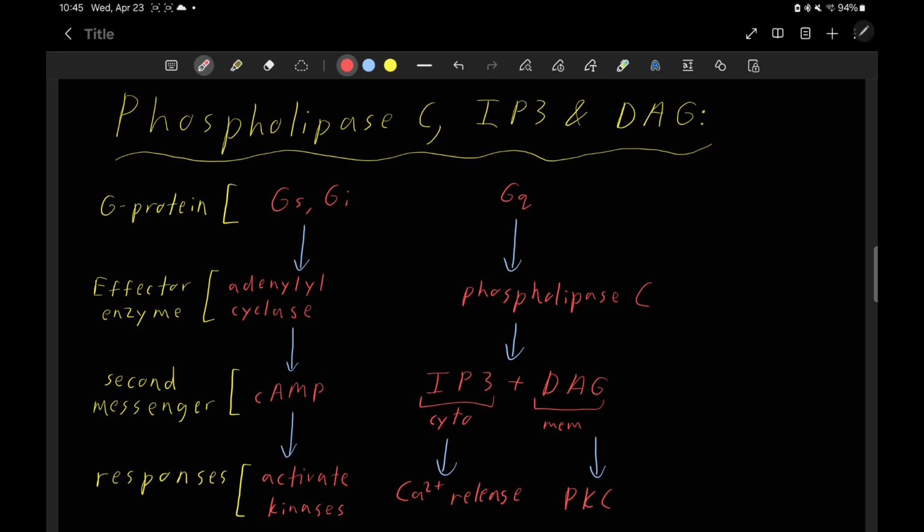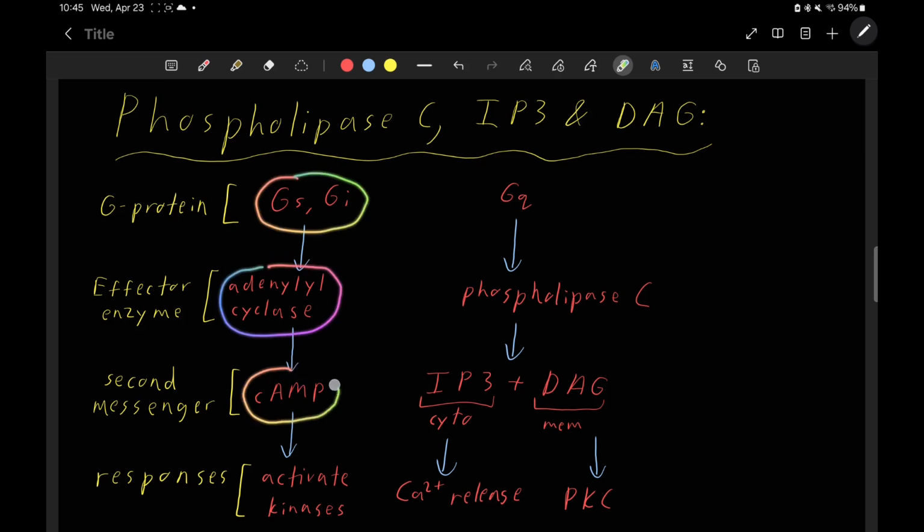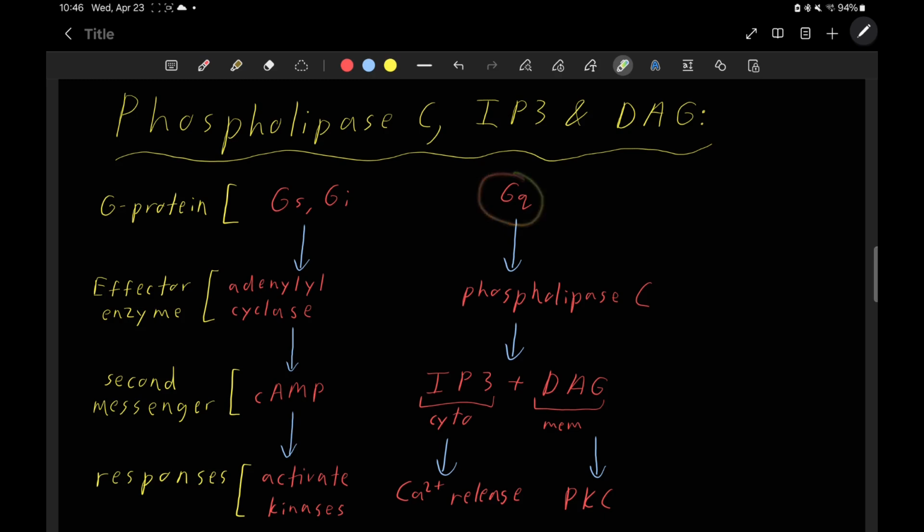So now you can see the contrast between these two different systems. In the first system, our G proteins are the Gs and Gi proteins, which control adenyl cyclase, produce the second messenger cAMP, and activate various kinases to produce response. Whereas here, very similar, except we have a different type of G protein called the Gq protein that activates phospholipase C instead of adenyl cyclase, which cleaves PIP2 to synthesize our two second messengers instead of cAMP, and then each of these can produce their own responses.